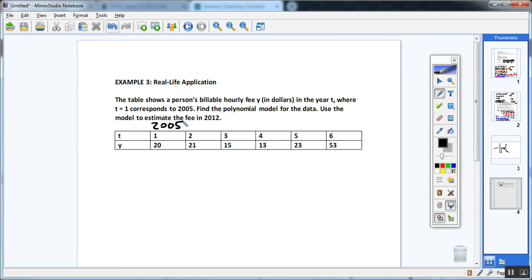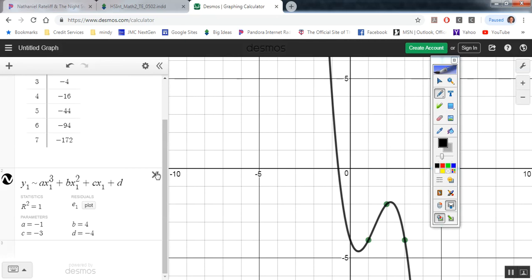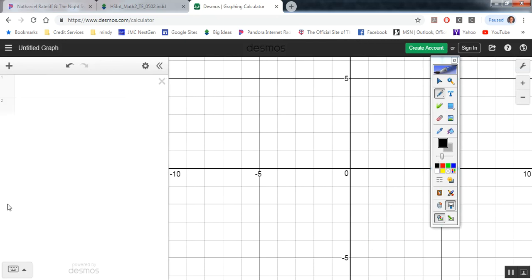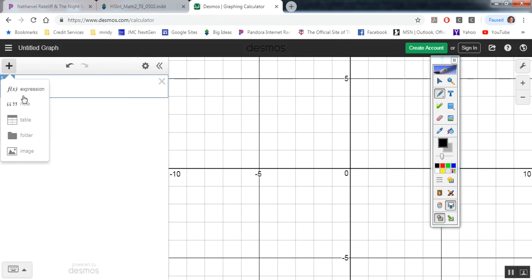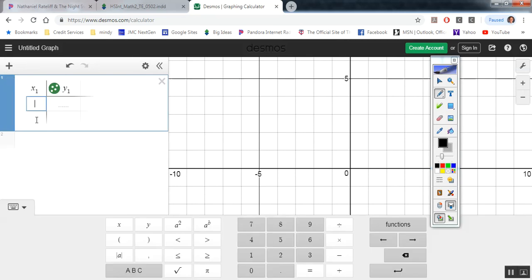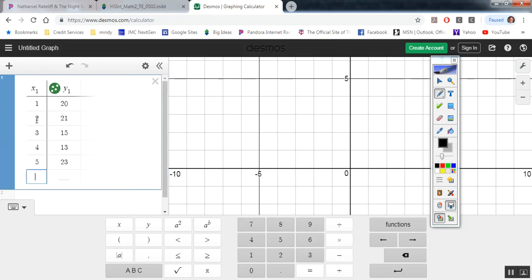Help me put the points in. Let me get back to Desmos and clean this stuff up. First of all, what are my points? 1, 20. 2, 21. 3, 15. 4, 13. 5, 23. 6, 53. Yeah.